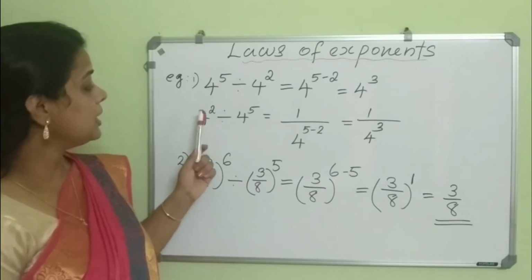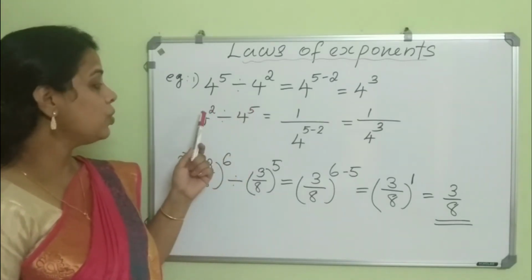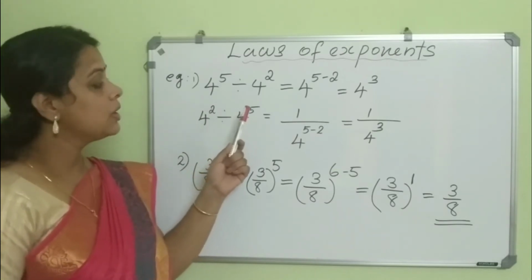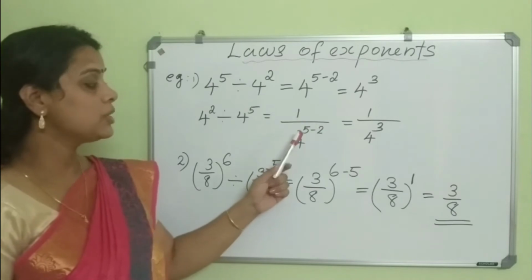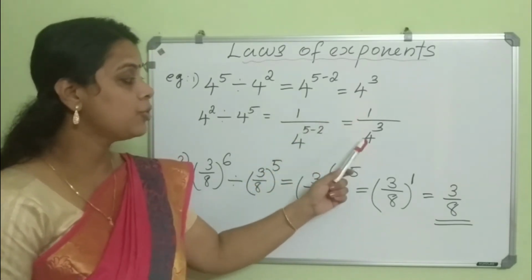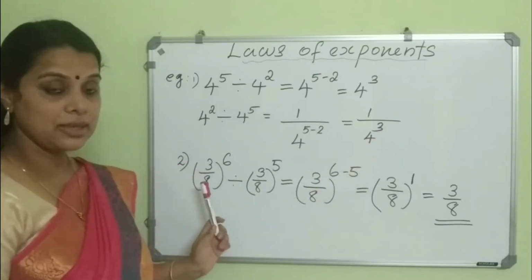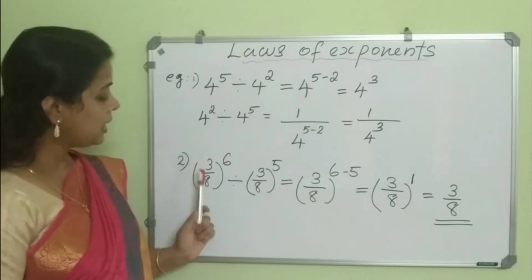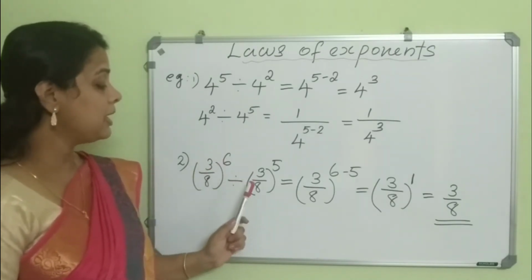Next, 4 raised to 2 divided by 4 raised to 5. Here 2 is less than 5. So according to the rule, we can write 1 by 4 raised to 5 minus 2. That is 1 by 4 raised to 3. That is the answer.